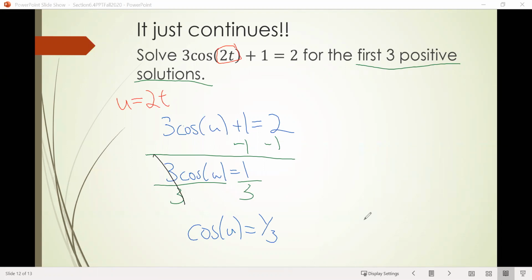A couple of things to keep in mind here. Number one, 1/3 is not on the unit circle, so we'll need to use our calculator. And secondly, we're supposed to find the first 3 positive solutions, so not just 2 solutions between 0 and 2 pi. So we'll start by doing inverse cosine of 1/3 to find one of our values for u.